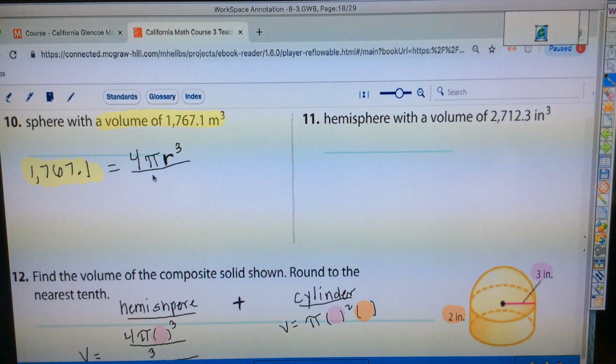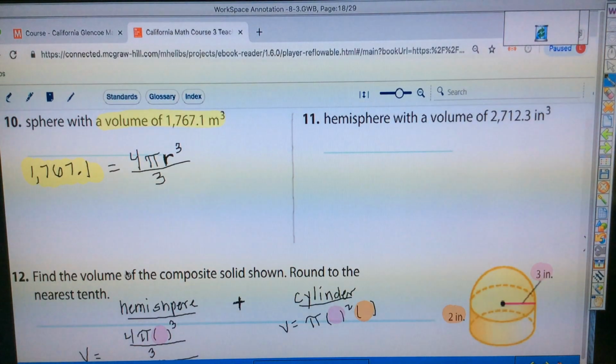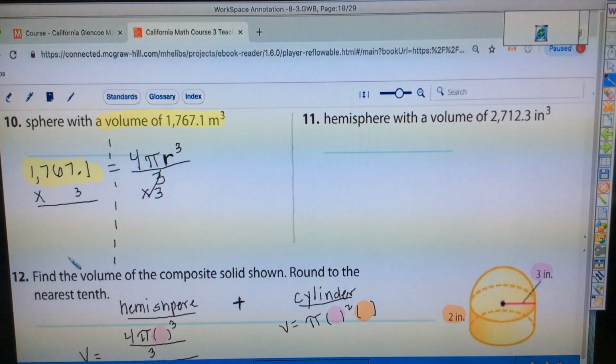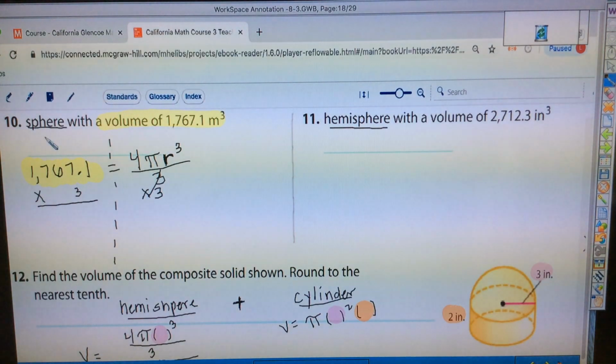R cubed divided by 3. So we had a couple of these in 8-2. You're trying to solve for R. Because this is now algebra, I'm trying to undo everything that's been done to R. I'm going to draw my little barrier so I can clearly see the right side and the left side of the equation. So I need to undo divided by 3 by multiplying. I'm going to multiply both sides by 3. By the way, 10 is a sphere, 11 is a hemisphere. So you really got to pay attention to the difference.